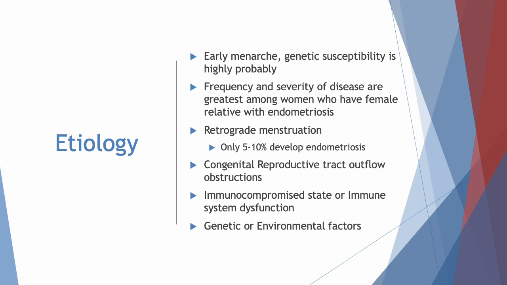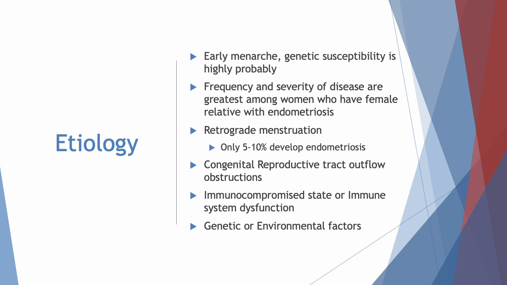So some of the etiological factors for endometriosis are early menarche, which is the early onset of menstrual cycles. The frequency and the severity of disease are greatest among women who have a female relative with endometriosis, which suggests that there's a genetic susceptibility.